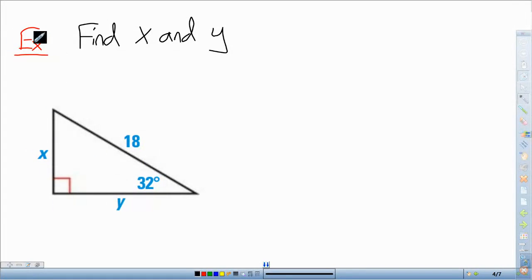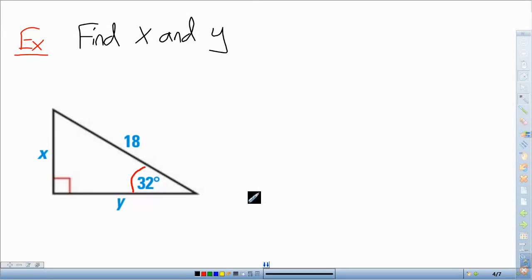Okay, so now that we know how to do that, let's go ahead and find some missing side lengths of a triangle. Go ahead and copy this example. We'll find X and Y. So first thing, let's just start by finding side length X. All right, so here is the angle that we're using, 32.